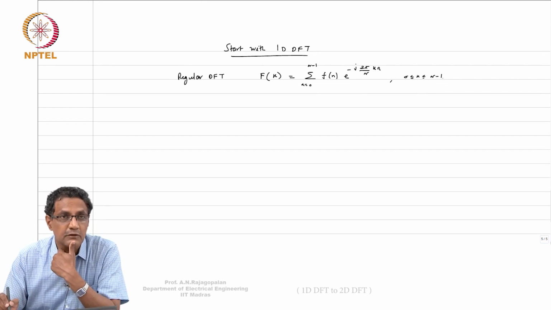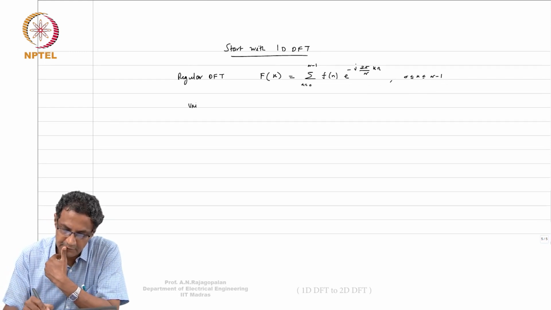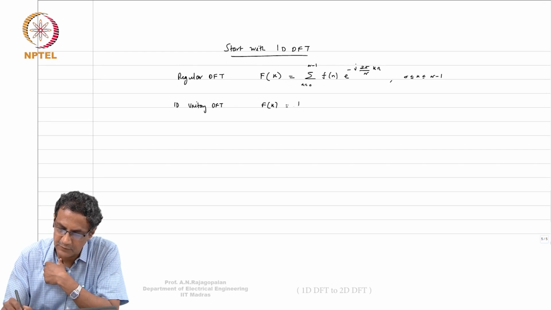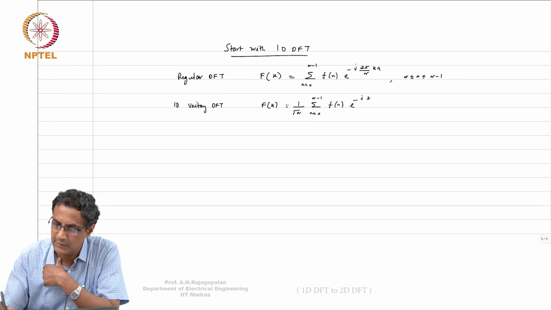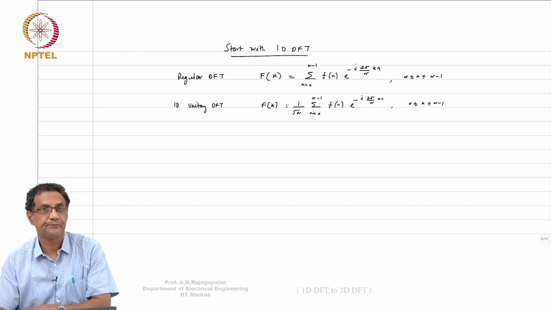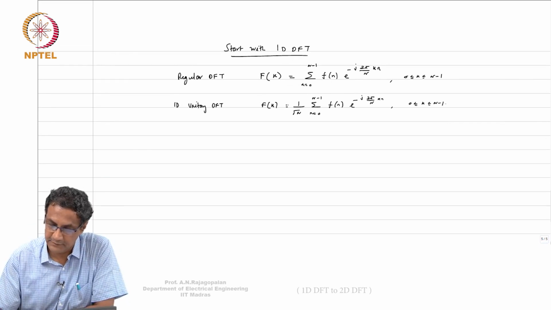So a regular DFT is this, but a 1D unitary DFT will have a scale factor here, which is 1 by root N, summation n equals 0 to N minus 1 f of n e power minus j 2 pi by N k n, all else remaining the same. So F of k is equal to this.